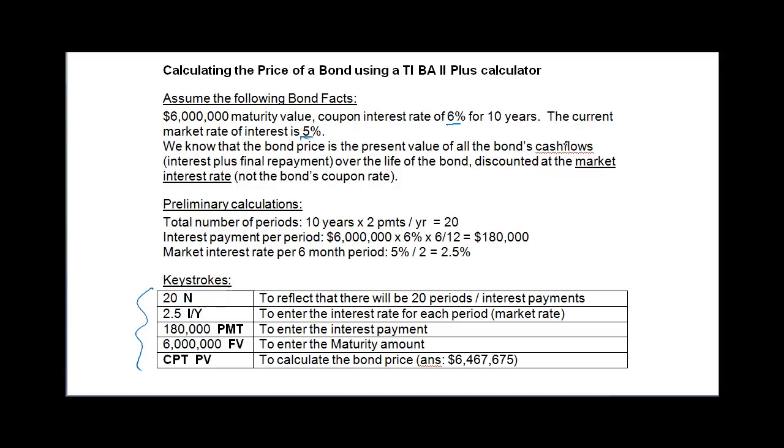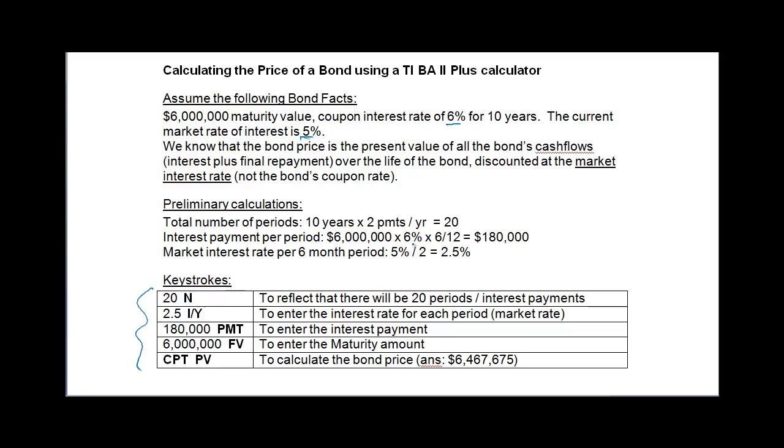The bond price is the present value of all the bond's cash flows discounted at the market interest rate. So we know then 20 periods, as your calculator thinks of them. A period is just the period of time in between interest payments. The interest payment per period is going to be the maturity value, $6 million, times the annual rate of 6%, the coupon rate. So the bond pays the stated rate. It pays what's printed on the bond certificate, not the market rate.